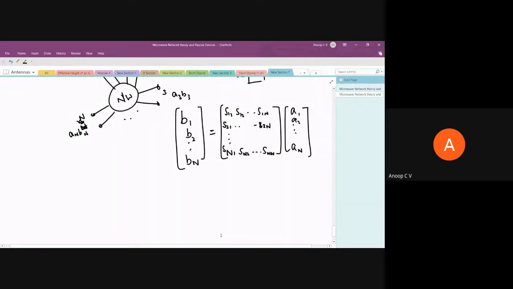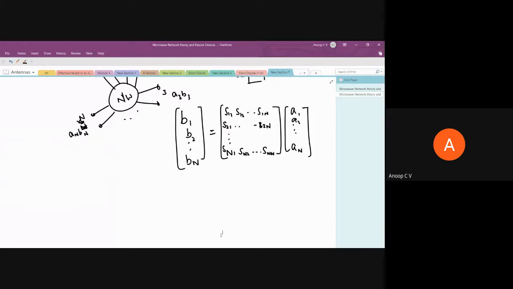So similarly, if you want to find S11, it will be nothing but B1 by A1 when all other ports except port 1 are matched. There is no reflection from all other ports, and whatever power is entering through port 1 is being delivered to the loads of all other ports. There is no reflection back. So in that case, the ratio of B1 by A1 will be S11. So that will be the reflection coefficient.